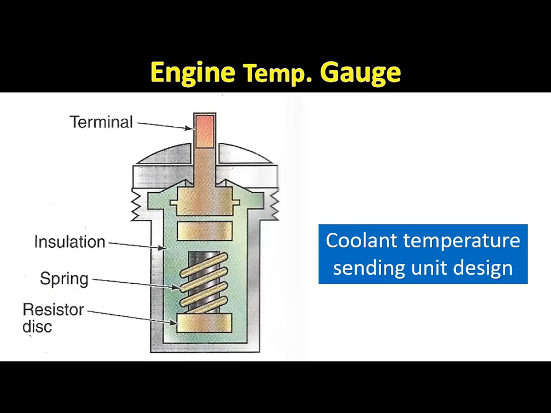The sending unit for most temperature gauges contains a resistor disc called a thermistor. A thermistor is a special resistor that changes resistance in relation to temperature. At low temperatures, the thermistor has high resistance, and as the coolant temperature increases, the resistance decreases. This would cause the balancing coil gauge to read hot or cool depending on resistance at the sender.